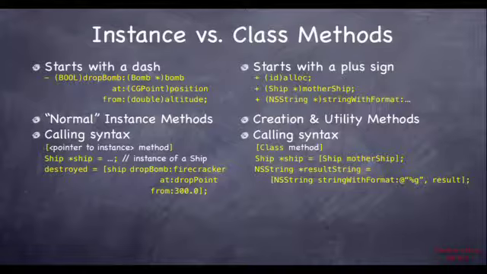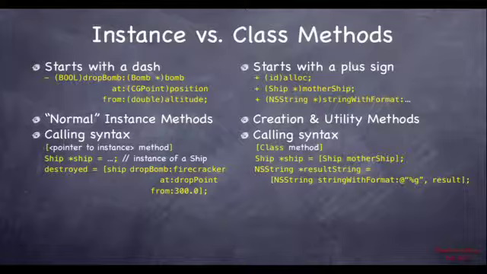The calling syntax of the two is similar but different. They both start with a square bracket, but the first thing after the square bracket in an instance method is a pointer to an instance, because we're sending a message to an instance. Everyone know what I mean by instance? Any questions about that? Instance just means an object, an instance of the class. And then we send the method.